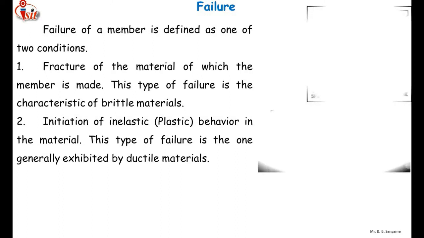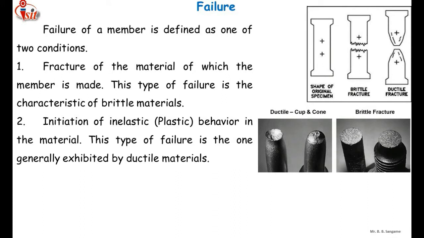In this figure you can see how ductile materials actually fail. The failure of a ductile material takes place by formation of a neck, and here you can see how brittle materials fail.